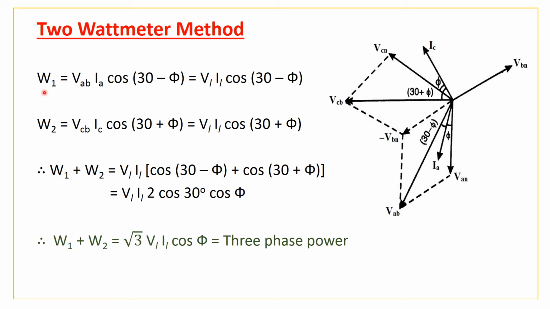So remember, it is that simple. W1 is equal to VLIL cos 30 minus 5. W2 is equal to VLIL cos 30 plus 5. So only a sign change you must keep in your mind.